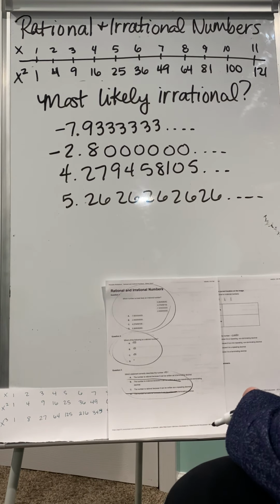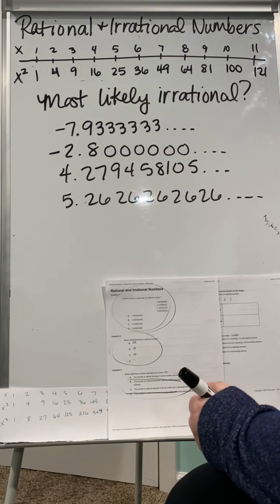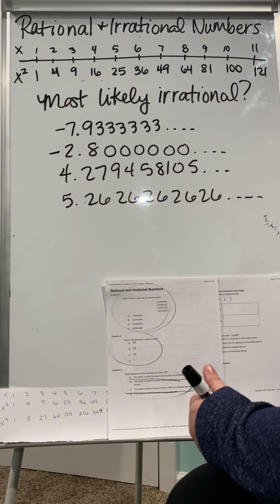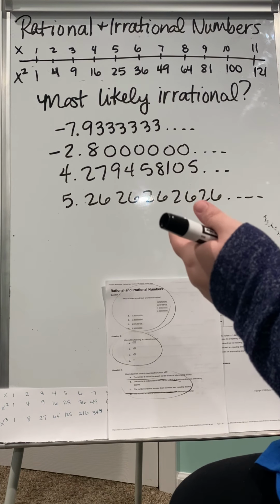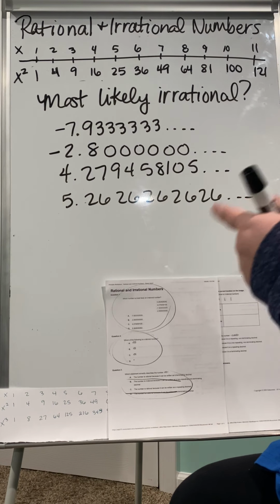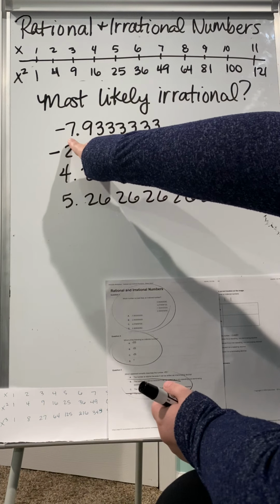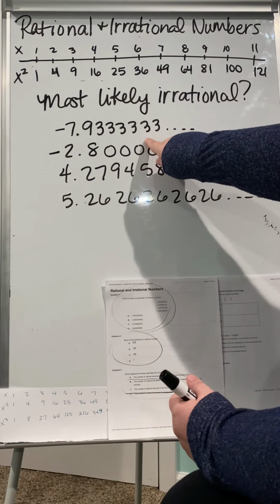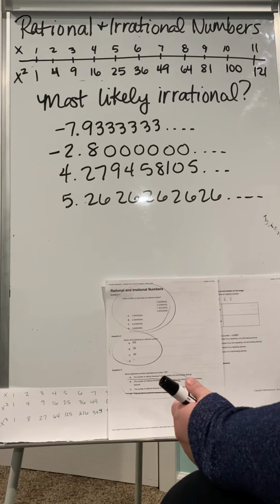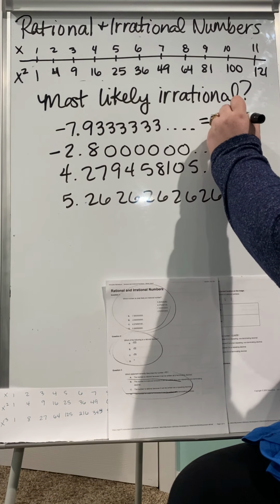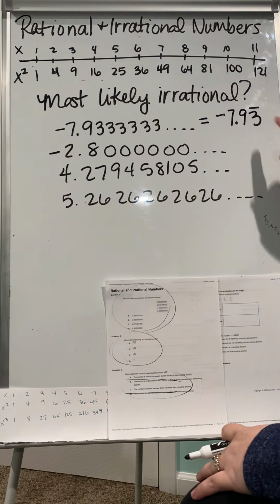So let's think about some of the things we talked about. Terminating and repeating decimals are going to be the two most important parts to look at in a problem like this. We want to look for patterns. If we can find patterns, what that tells us is that it can be written as a fraction. So if I look at this first one right here, what you should notice is that these threes repeat and repeat, and they just keep going. That means I could write this as negative 7.93, and the 3 repeats itself. I can write that as a fraction.